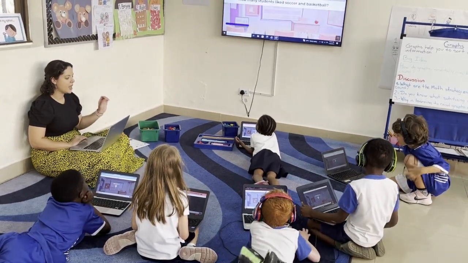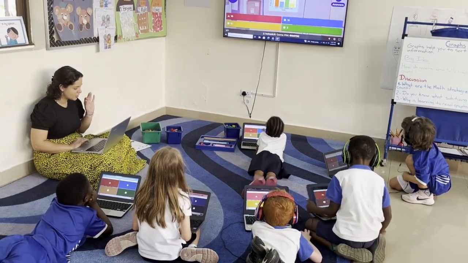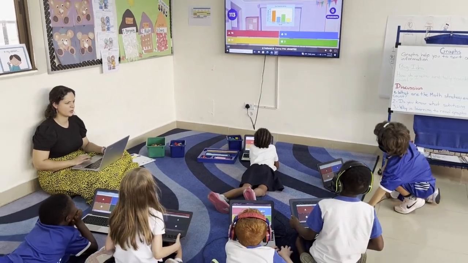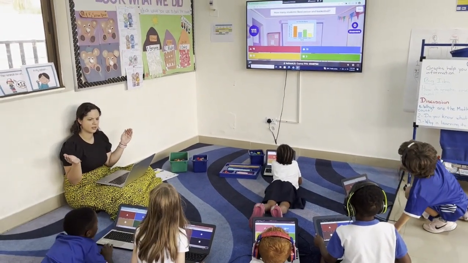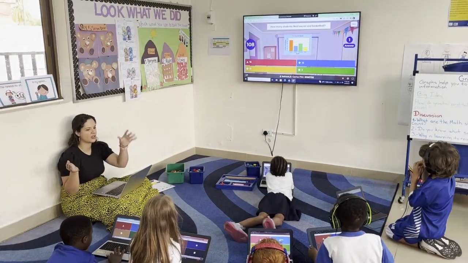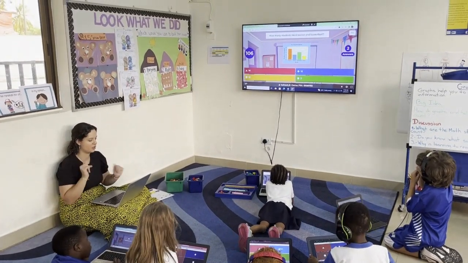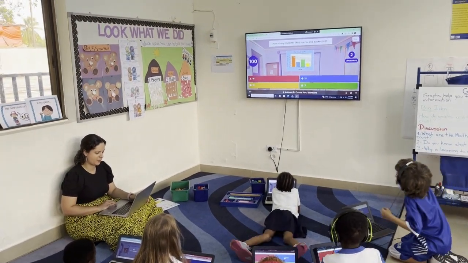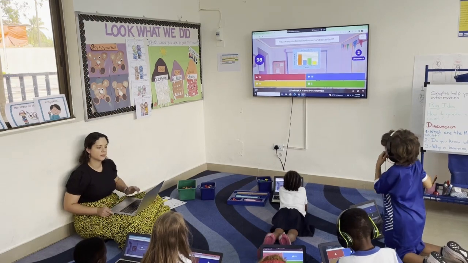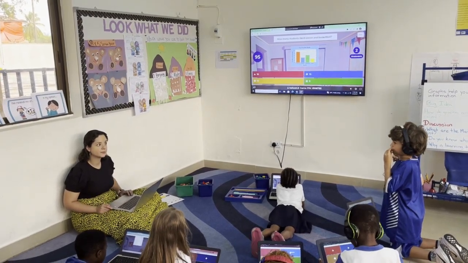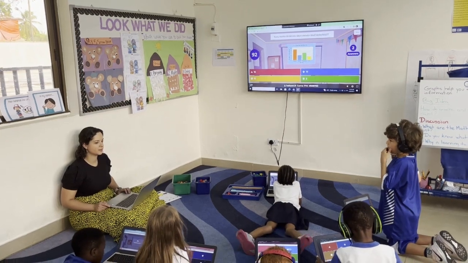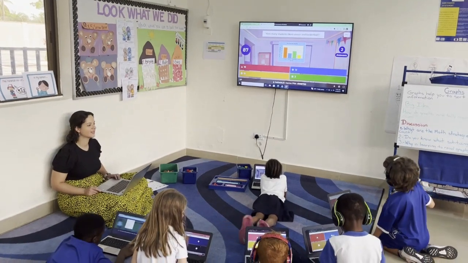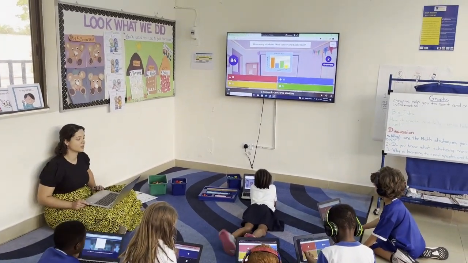Let's get ready. It says, how many students like soccer and basketball? Do we need to add or subtract? Add, very good. We add the amount that chose soccer and the amount that chose basketball. So we have soccer is 9 plus basketball is 6. 9 plus 6. How much is 9 plus 6? Yes, you can use the fingers.